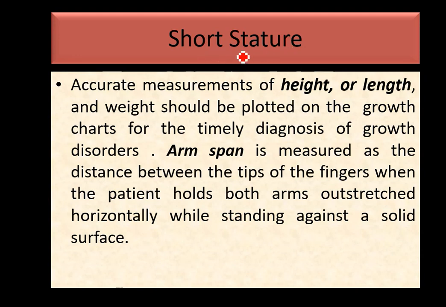Other disorder in the endocrine: short stature. Accurate measurement of the height or length and weight should be plotted on the growth chart for timely diagnosis of growth disorder. What do we mean by arm span? Arm span is measured as the distance between the tips of the fingers when the patient holds both arms stretched horizontally while standing against a solid surface.